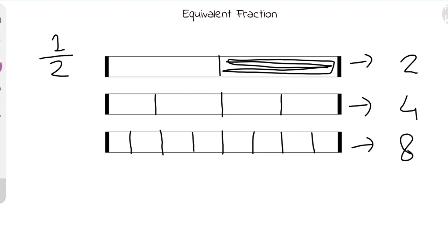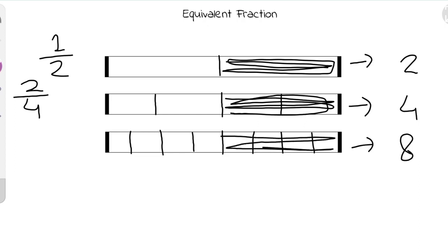Now again, if I shade 2 parts of the second rectangle, how much fraction have I shaded? I have shaded 2 by 4. And in the third rectangle, if I shade 4 parts, how much fraction have I shaded? I have shaded 4 by 8 fractions.